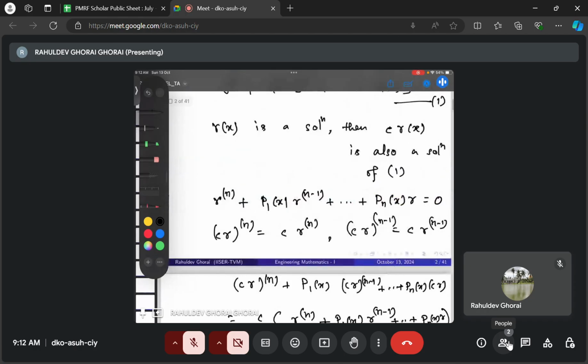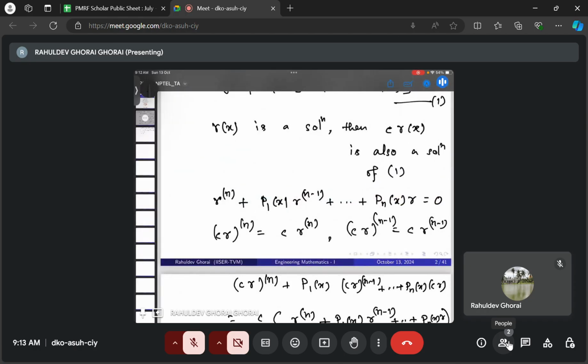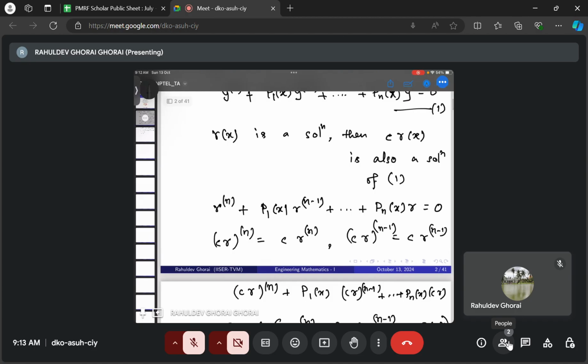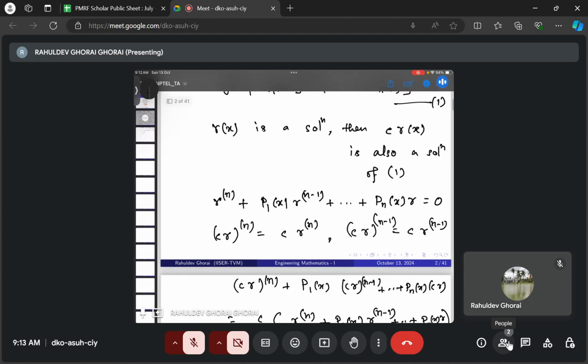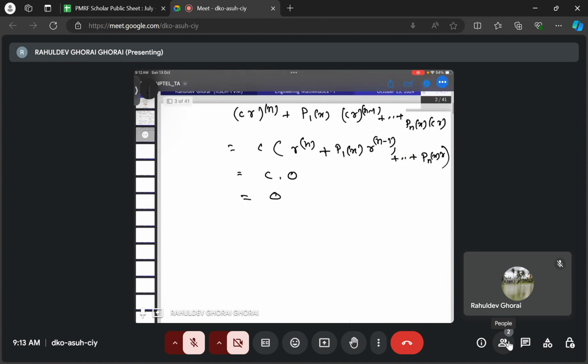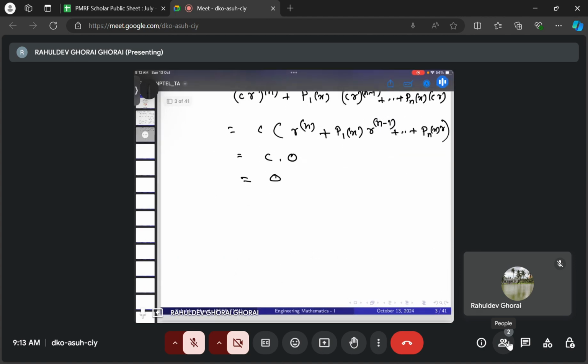That's what we can show easily: if R is a solution, then C times R is also a solution of a homogeneous differential equation. Remember that this is for homogeneous linear differential equations. It's not true for non-homogeneous ones. You can take one very easy example and I can show that also.